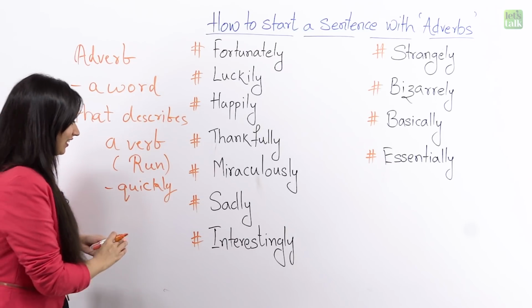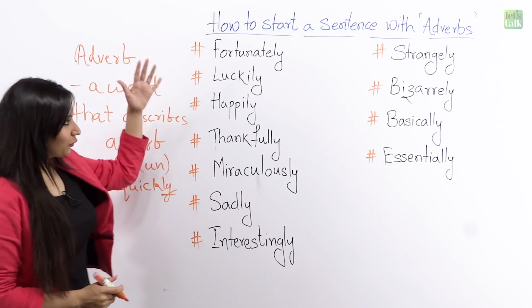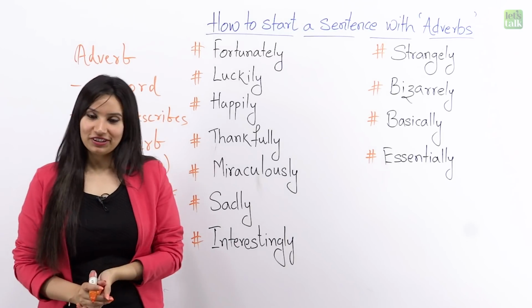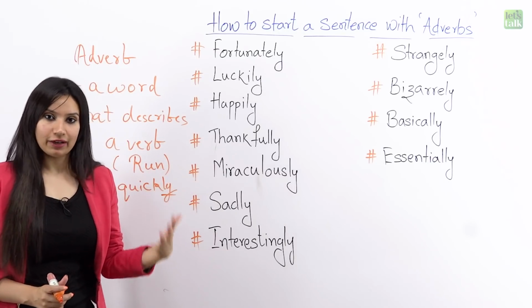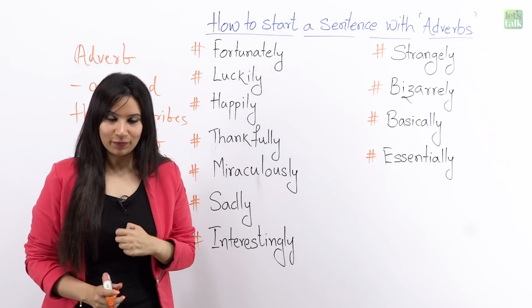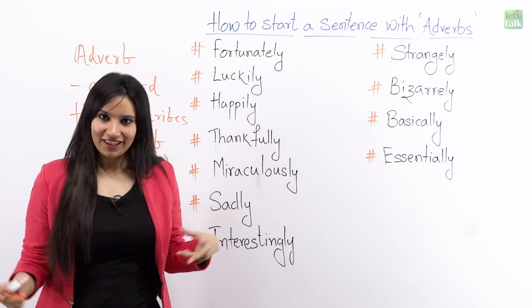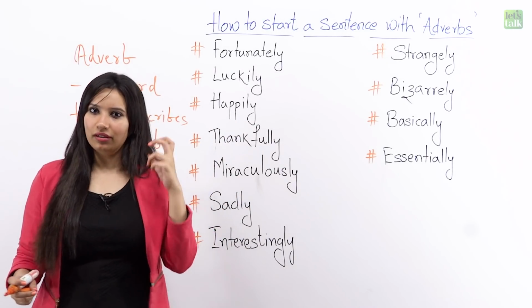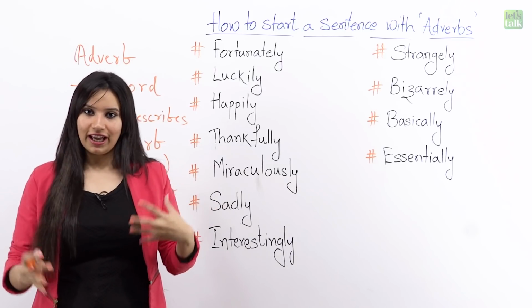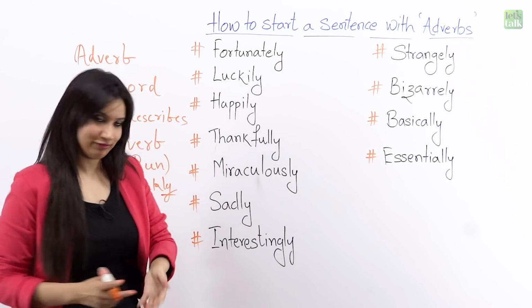And as you can see, we have ly at the end of the word. The same way, all the words that we are doing today have an ly, because most of the adverbs end with the suffix ly, which is the last part of the word. So let's look at the first one that we have with us. Fortunately. So fortune means being lucky. Fortune means luck. And when you say fortunately, you're talking about being lucky.